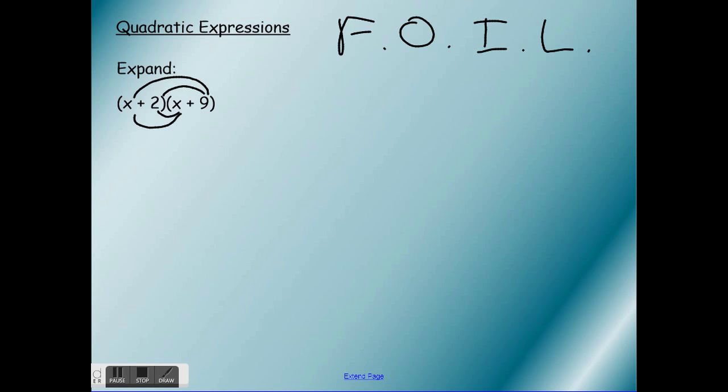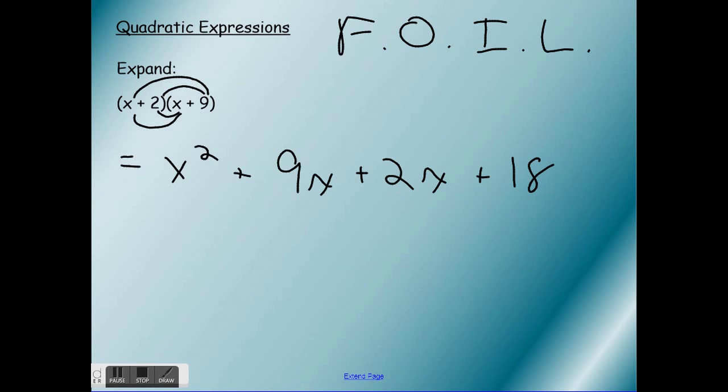Do you just add them together at the end? Exactly. So this would give me, what is x times x? X squared. Plus, then I have x times 9, that's 9x. Then 2 times x, that's 2x, and 2 times 9 is 18. So you just multiply them out like that.